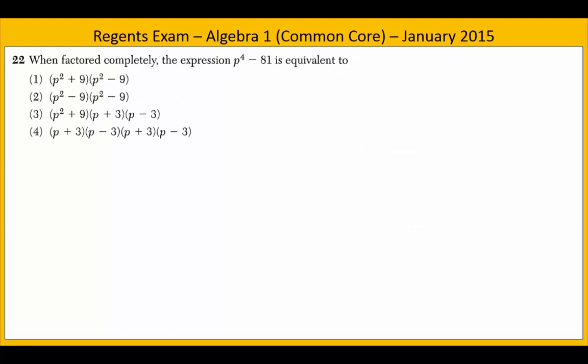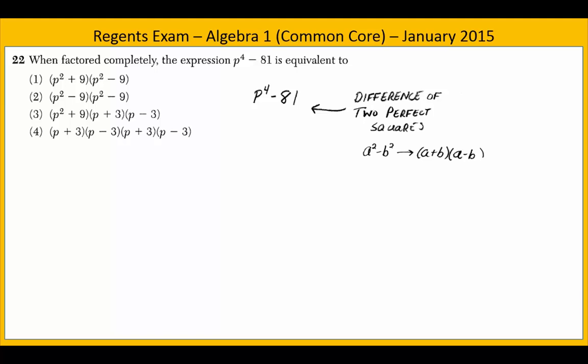In exercise 22, we're asked to factor the expression p to the fourth minus 81 completely, and we're given 4 choices. If you look carefully, you'll recognize p to the fourth minus 81 is a difference of 2 perfect squares. And when we have a difference of 2 perfect squares, we can factor them into a conjugate pair. A squared minus b squared is factored into a plus b times a minus b. We recognize the a value is p squared, and the b value is 9. And so we can factor that into p squared plus 9 and p squared minus 9.